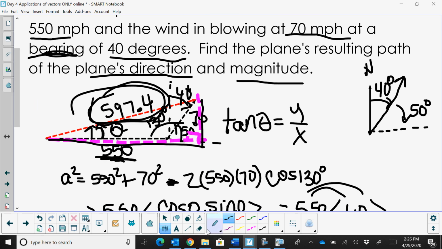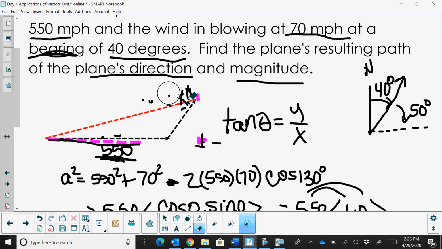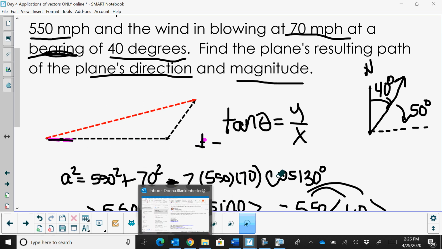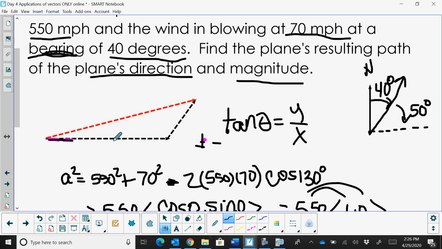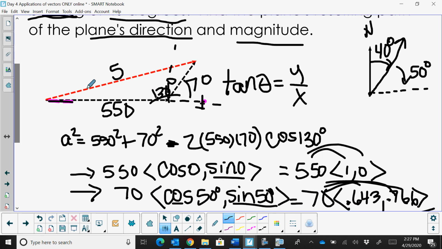Now let's go back and look at the triangle for a second. If we just look at our information, I'm going to kind of erase it just so we can look at the important information. Okay, we have, the vector here is 550. The vector over here is 70. And the interior angle is 130 degrees. And we got that from the bearing of 40, and the outside angle is 50, so this must be 130. We use the law of cosine to find out this is 597. Okay, now I went back and I found the right triangle, and that's one option.